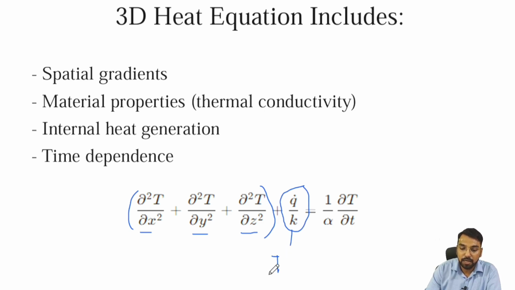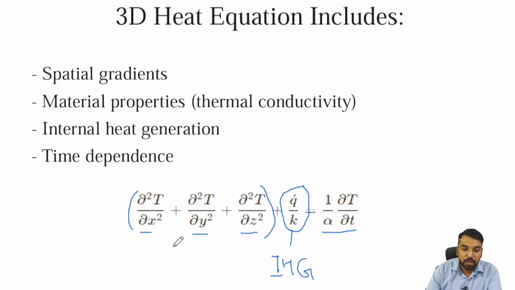This is the internal heat generation component. What is meant by that, we are going to see in the next slide. And this is a time variant factor. What is the time variant factor? That is also something we are going to see in the next slide. Right now the derivation is not necessary here.